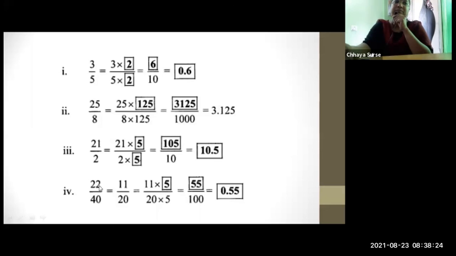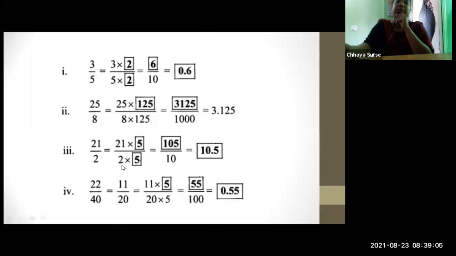Next one, now 22 upon 40. Both numbers are even numbers and can be divided by 2. So 22 and 40 divided by 2. The answer will be 2 ones are 2, 2 ones are 2. Now 40 also divided by 2: 2 twos are 4 and 2 zeros are 0. Clear? Now the common fraction is 11 upon 20.